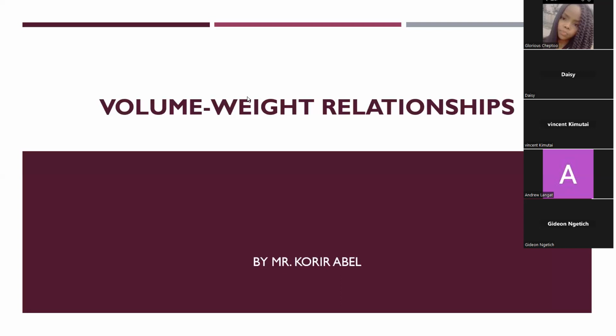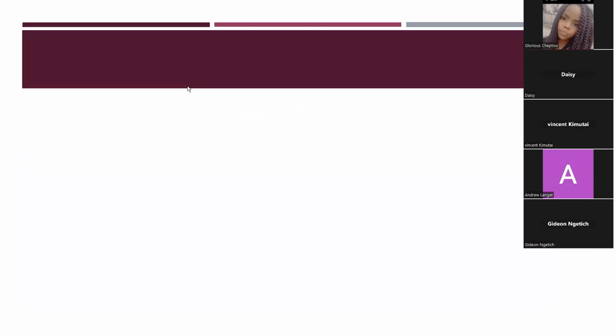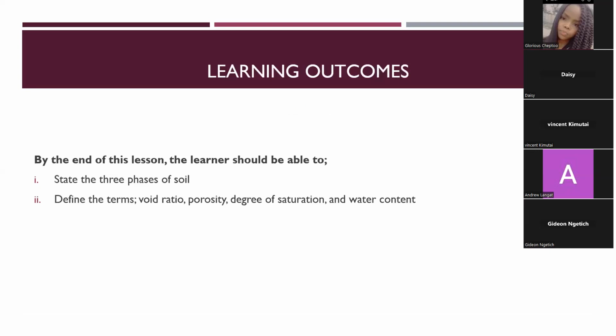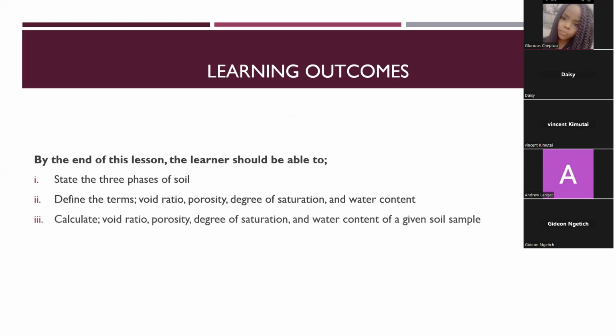So in today's class, we are going to deal with volume weight relationship of soil. Before we start, let's look at the learning outcomes. The first is you should be able to state the three phases of soil. The second, you should be able to define void ratio, porosity, degree of saturation, and water content. The third is you should be able to calculate void ratio, porosity, degree of saturation, and water content of a given soil sample.